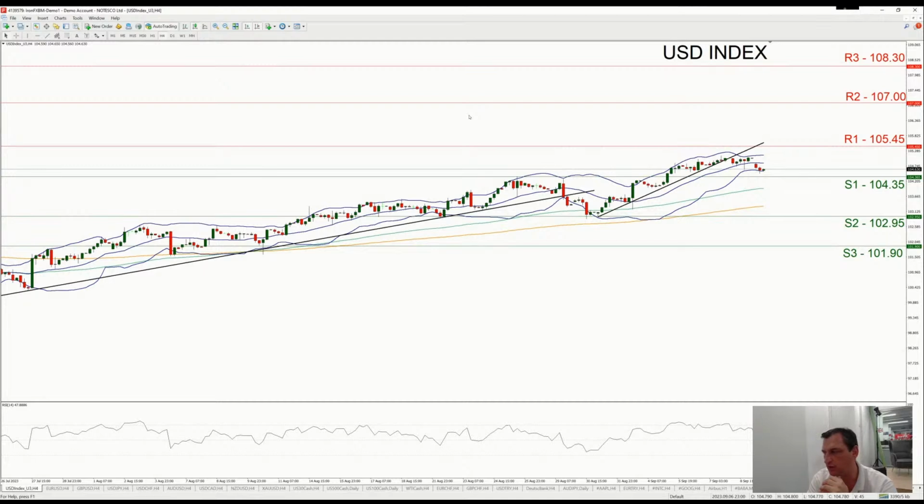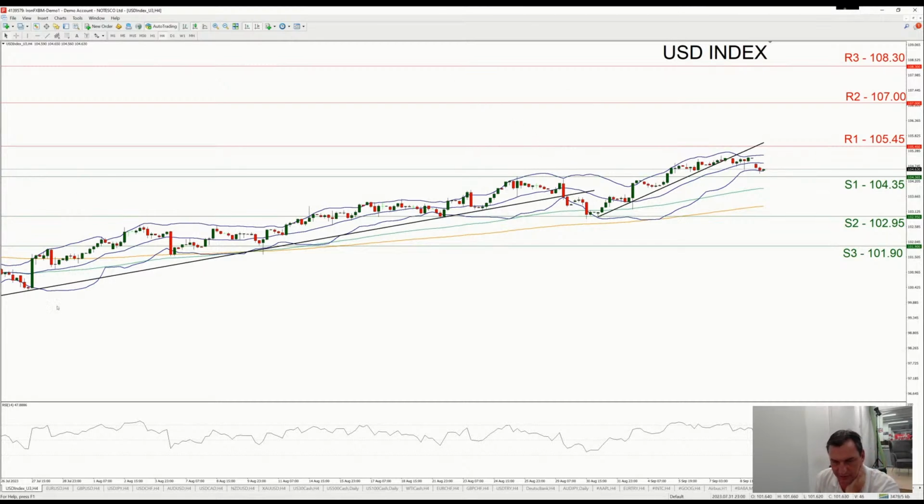For a bullish outlook, I would clearly require a break of the R1 105.45 and the price action to start aiming for the 107 resistance line. On the flip side, should the bears take over, for a bearish outlook, we would require the index to break below the S1 104.35 and start aiming clearly and actively for the 102.95. That would also allow us to draw a downward trend line, something like this.